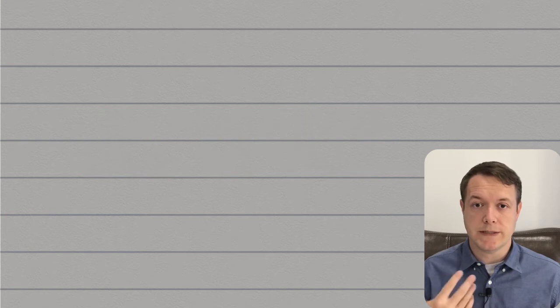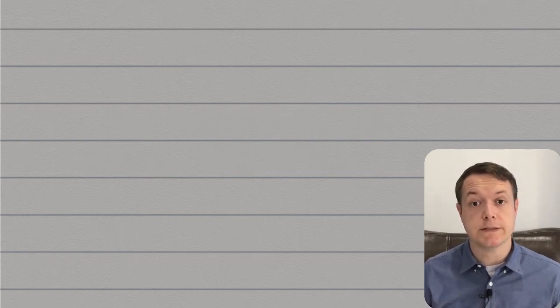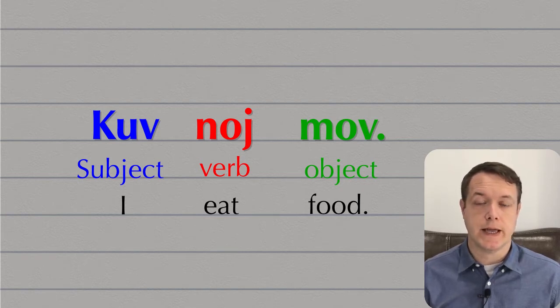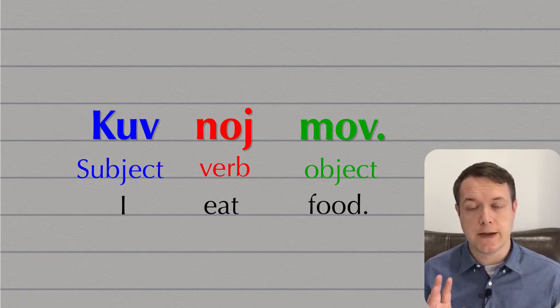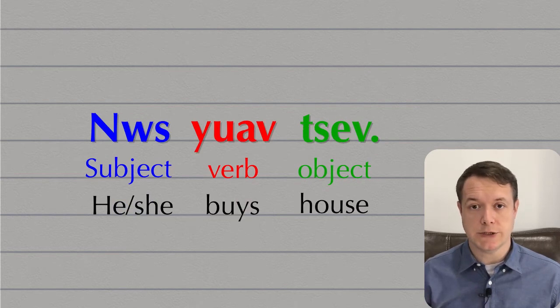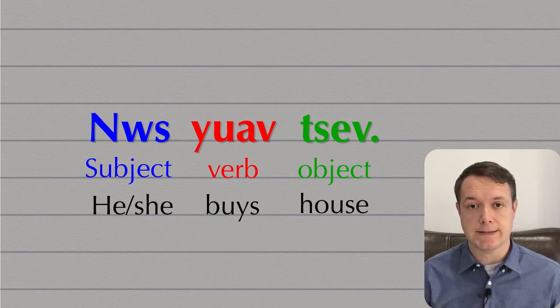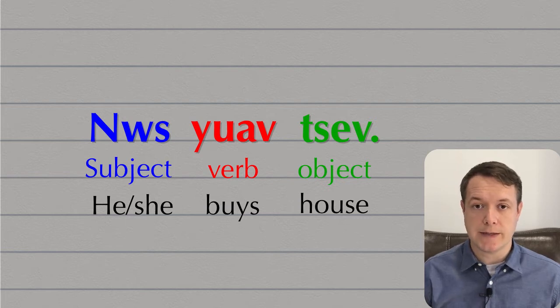So what are some examples in Hmong of this concept? Well, same sentence, more or less. Gu, no, mo. Gu, I, is the subject. No, eat, is the action. And mo, food, is the object. Nu, your, che. Nu, he or she, is the subject. Your is to buy, it's an action. And what's being bought, the object, is J, a house.